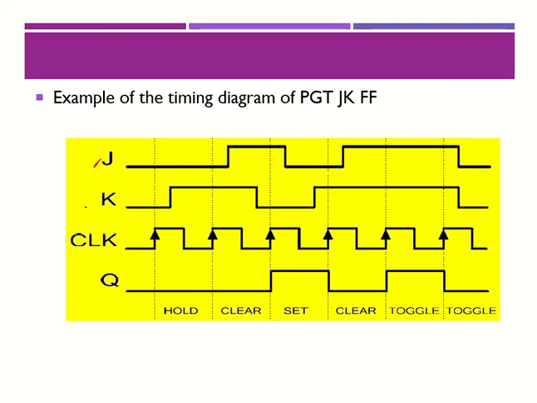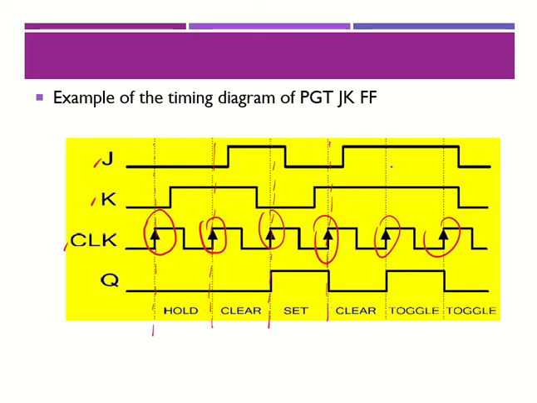You're going to have J, K, and a clock. The first thing you need to take care of is the clock. Let's say the clock is over here, here, and here. First you need to identify and draw the intervals exactly at these points. This will be your first step, and this will be your second step.